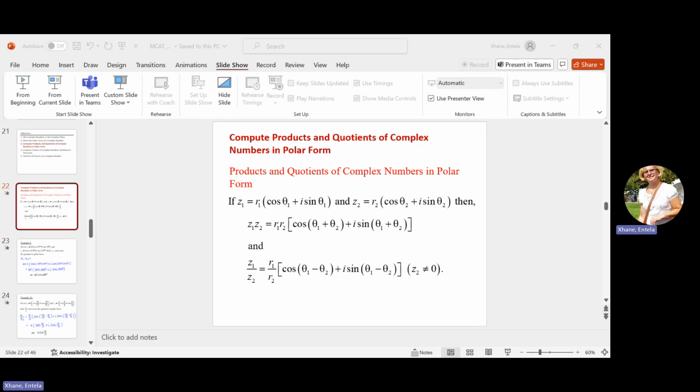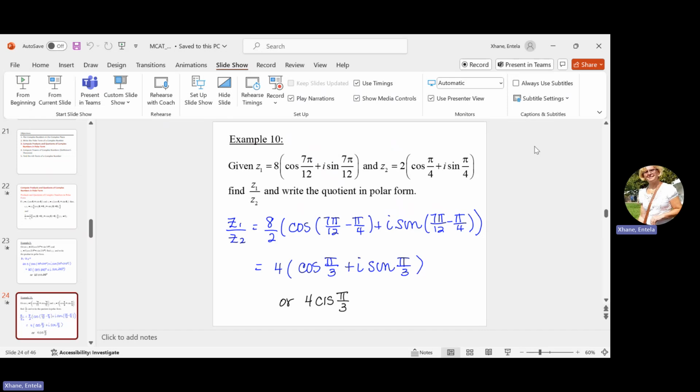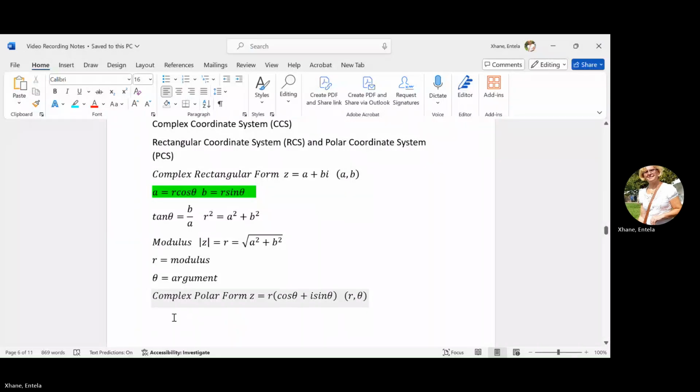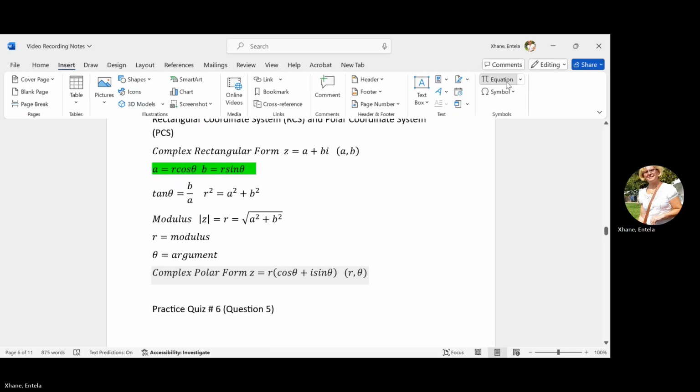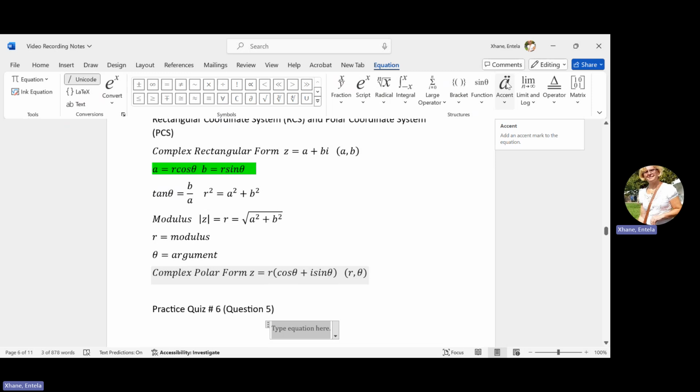Now what I'm going to do is repeat this process as I stop sharing. And then I'm going to share the file where my notes are, and show you practice quiz number 6, question 5. This is what is given. You are performing the operation. I need to get my notes.